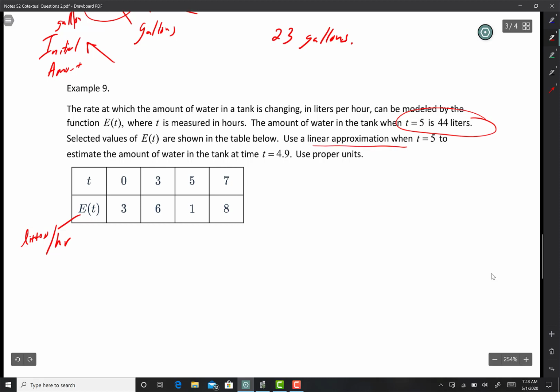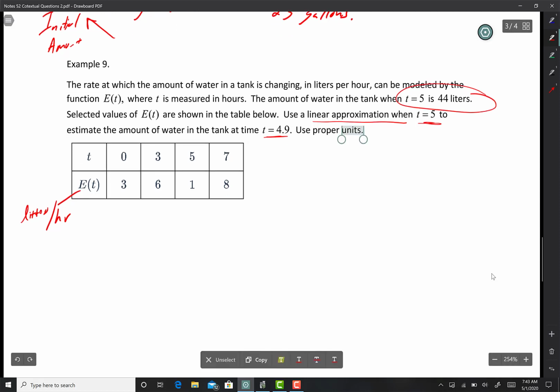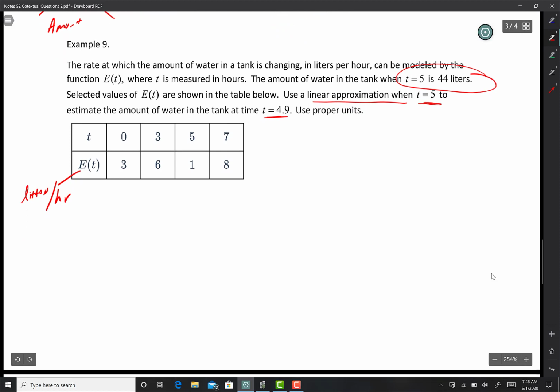Use a linear approximation at t equals 5 to estimate the amount of water in the tank at t equals 4.9. Use proper units. Okay, they're trying to trick us here, guys. This is like finding a tangent line and using that tangent line to approximate. So what we need is a point and a slope. And we have that. This t equals 5, 44, that is like your point. See, the x value is the time, the y value is the amount that you have. And then the E of t, this is like your slope. So we're looking at that value right there.